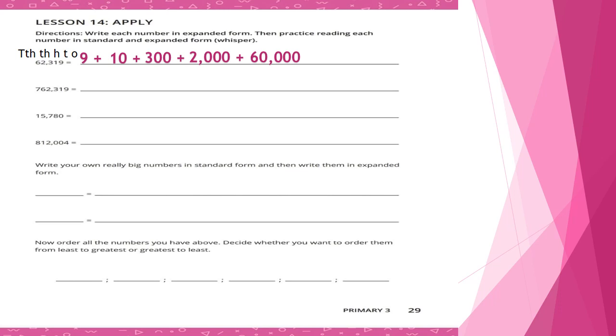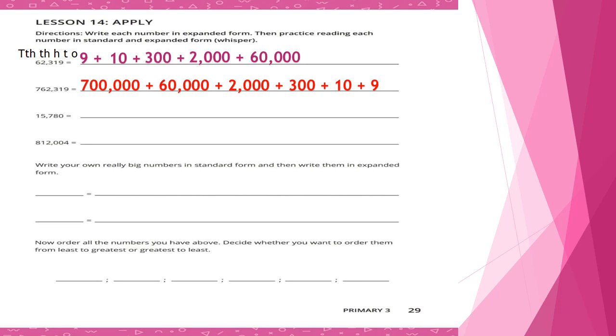3 in 100, we put 2 zeros. 2 in 1,000, we put 3 zeros. It will be 2,000. 6 in 10,000, we put 4 zeros. It's 60,000. And we have here one new digit in 100,000. It's 7. So 7 in 100,000, its value will be 700,000. We will put 5 zeros. Okay, it's the same like we did before, but we added 700,000 here.